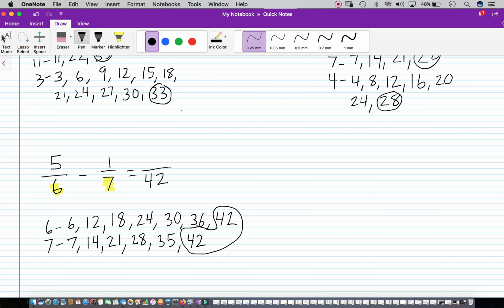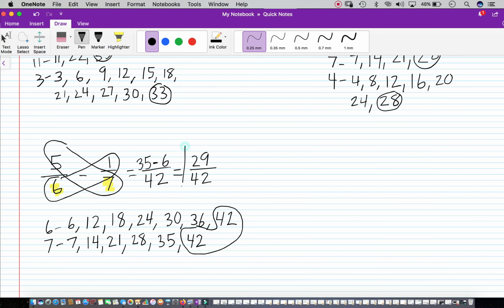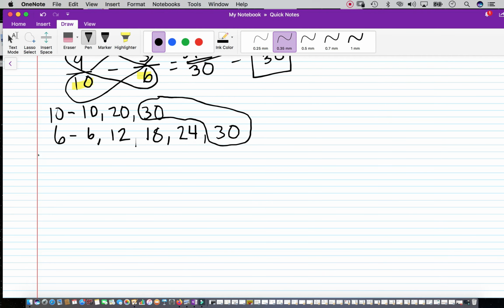Now, what do we have to do? Cross multiply. We got 5 and 7. So 5 times 7 gives us 35. Keep your minus sign. Now we have to cross multiply 6 and 1. 6 times 1 gives us 6. Keep our denominator 42. Now it's 35 minus 6, which is 29. Good job.